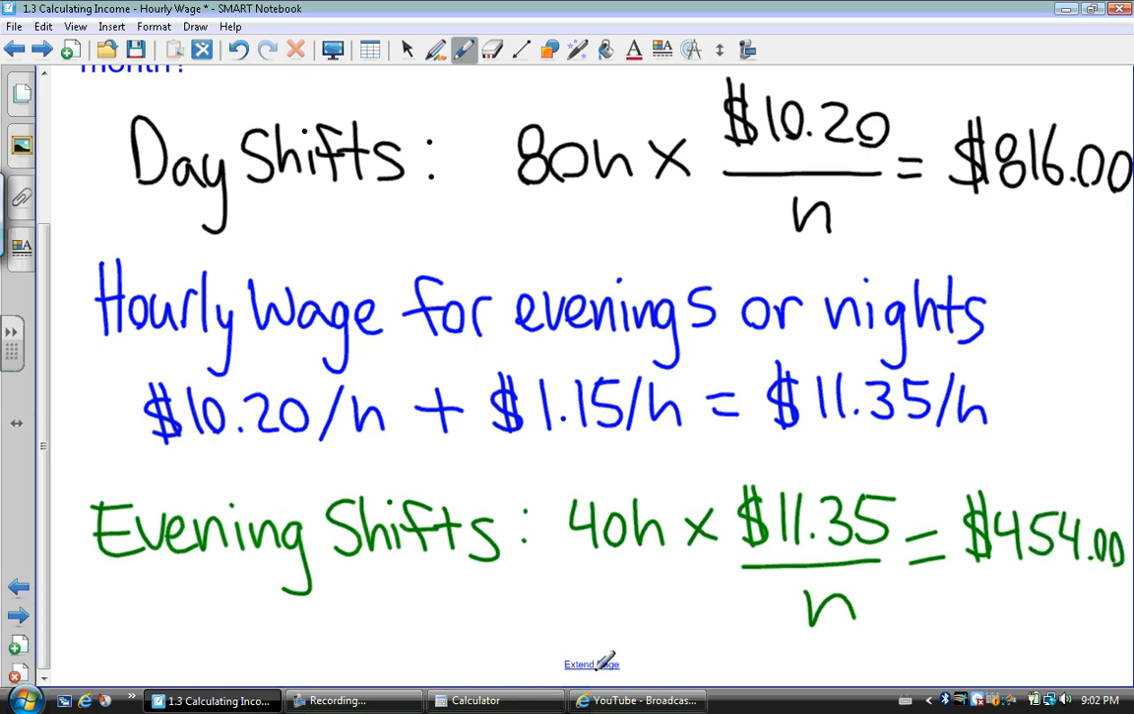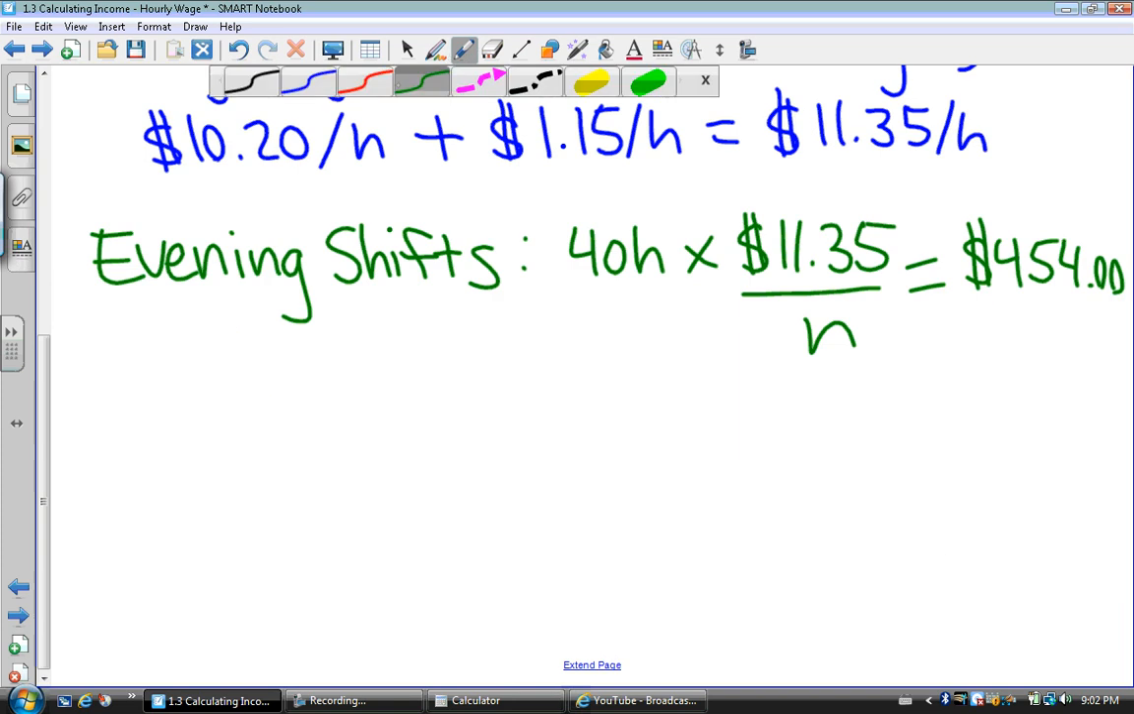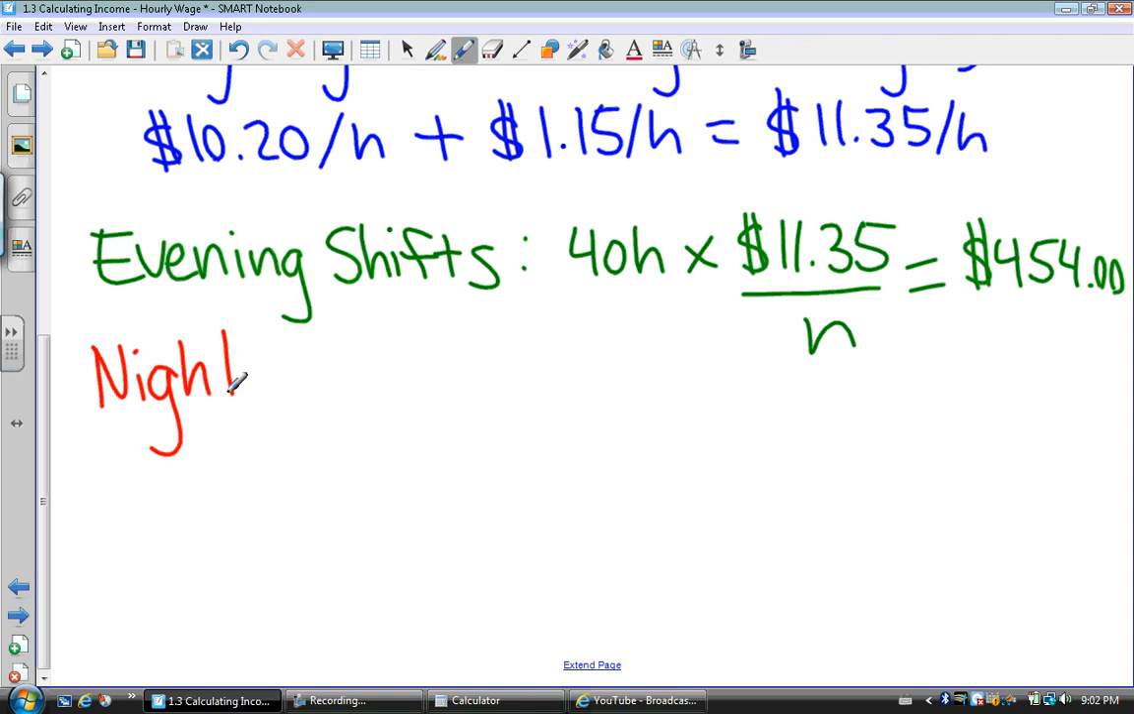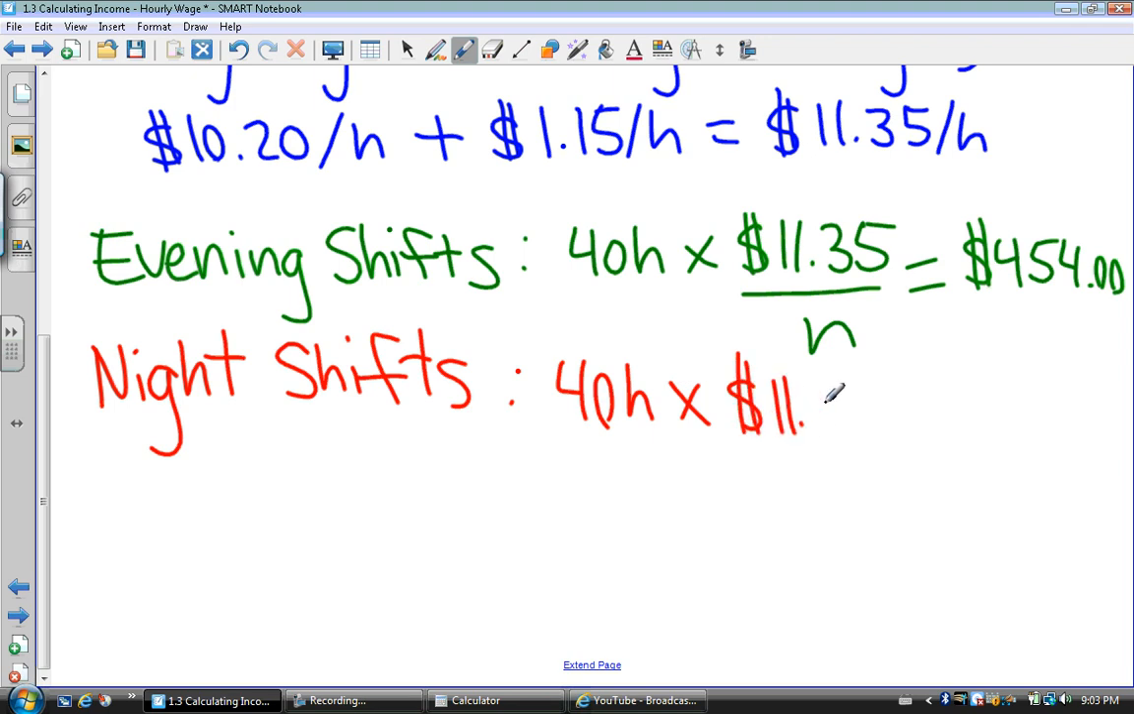Okay, and we have the same thing for night shifts. So for my night shifts, we know that he also worked 40 hours, and here it's at the same rate of $11.35 an hour, and we're going to get the same number here. We're going to get $454.